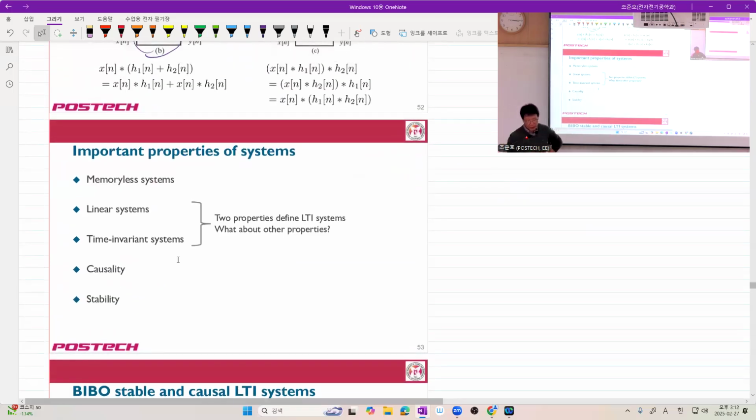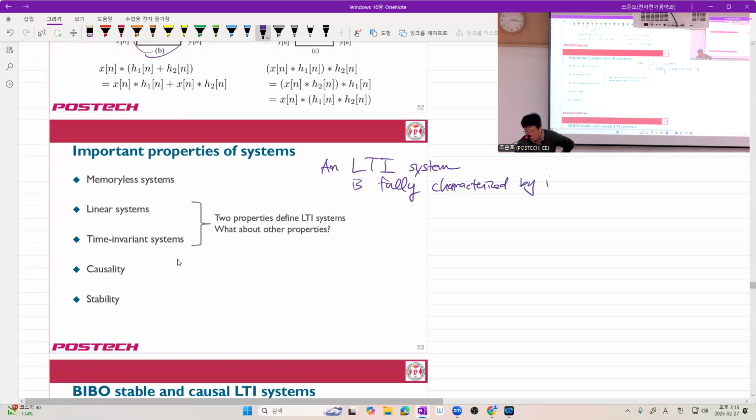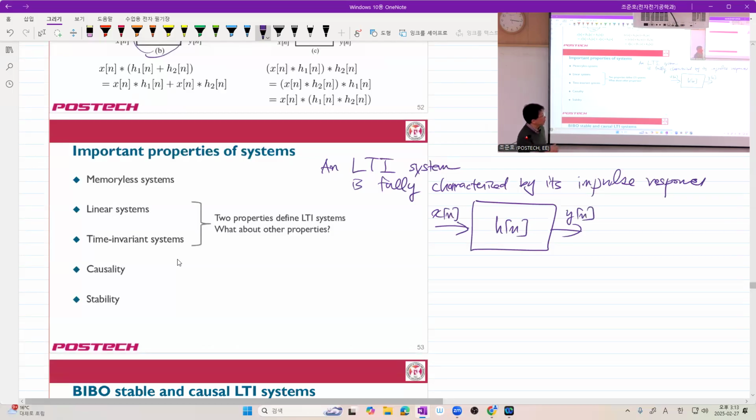By the way, let me ask you some questions related to LTI. So we know that an LTI system is fully characterized by its unit sample response or impulse response. So in many cases we just write it this way. So this is the popular description.